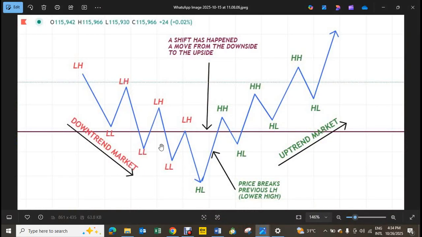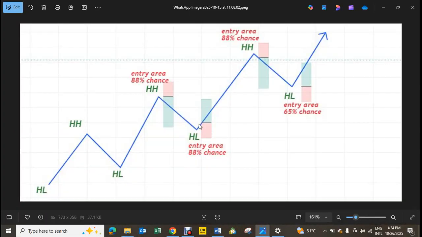When price breaks the previous lower high, it means the market is now moving to the upside. So from a downward trend, it breaks the previous lower high, it means the market now has shifted and wants to start going to the upside, meaning we are now looking for higher lows, higher highs. And remember, when you start looking for higher highs and higher lows, we're also looking for entries on both sides.